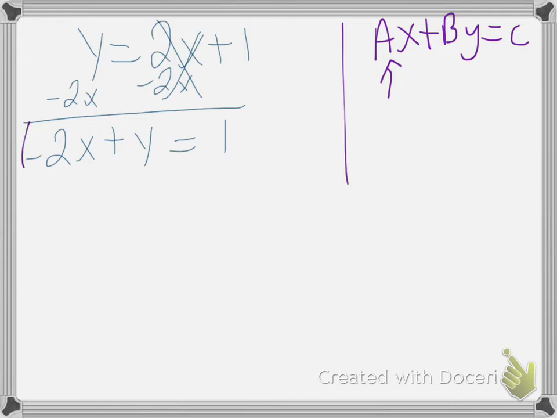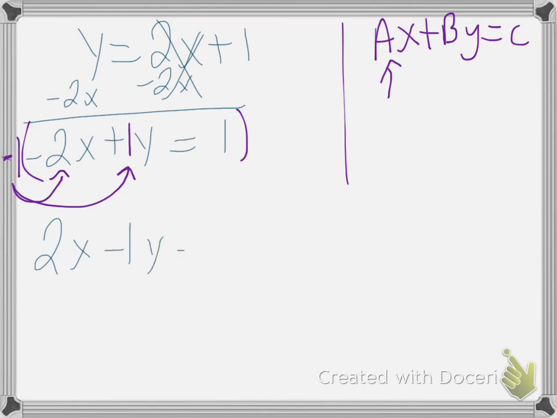So, let's multiply everything times. How to get rid of a negative number? Well, put a negative 1. Negative 1 times 2 is now a positive 2x. Negative 1 times a positive 1 is a negative 1. Negative 1y equals, and then negative 1 times a 1 way over here is a negative 1. There's your standard form.